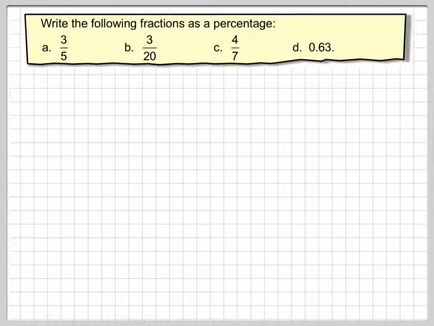Hi, in this video I'm going to show you how to write a fraction as a percentage. So the first one we've got here is 3 over 5, and then we've got part B, which is 3 over 20, part C, 4 over 7, and then a decimal as 0.63.